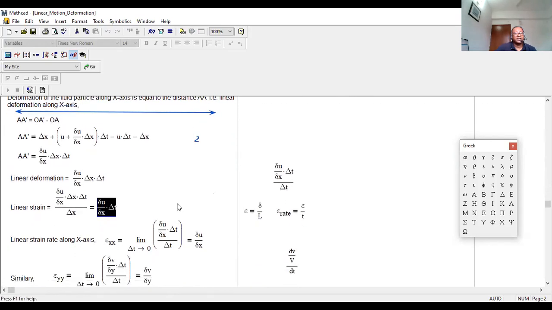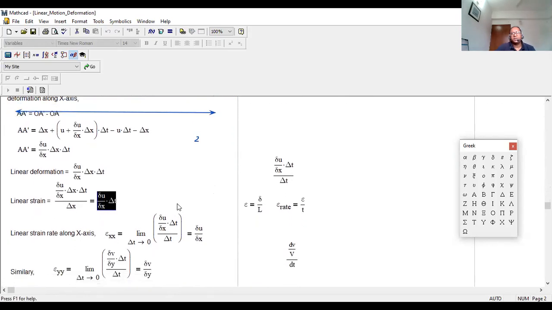Now, if you would like to figure out strain rate, there is a t.